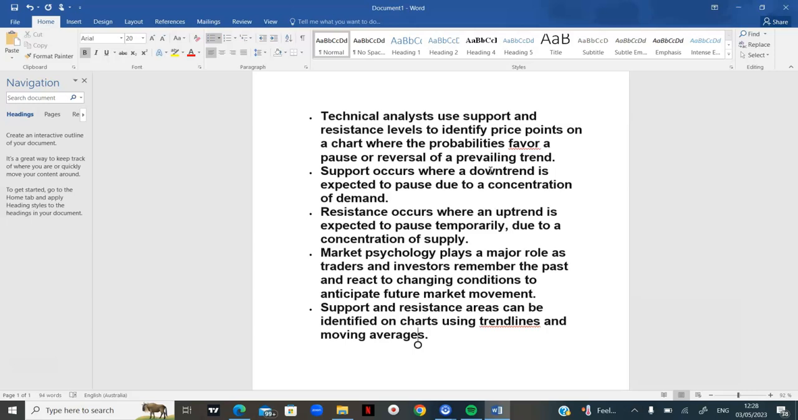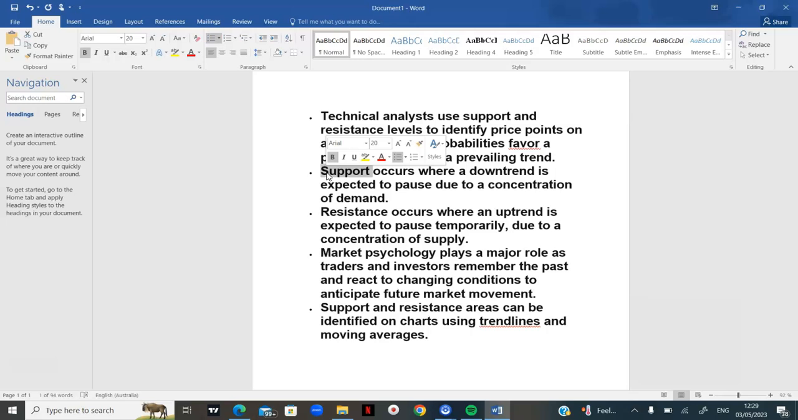So one of the areas of value is support and resistance. It says support occurs when a downtrend is expected to pause due to a concentration of demand. The market, the crypto or forex market, is about demand and supply. It's about the price going to an area and a lot of people coming to buy. And what happens when a lot of people buy something? The demand goes up and the price rises.